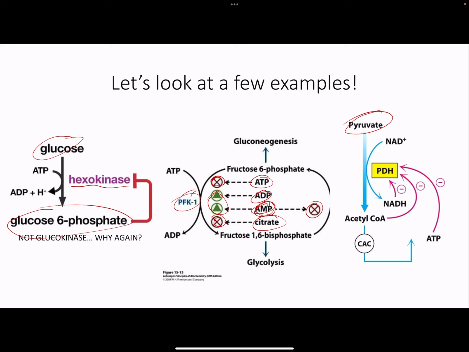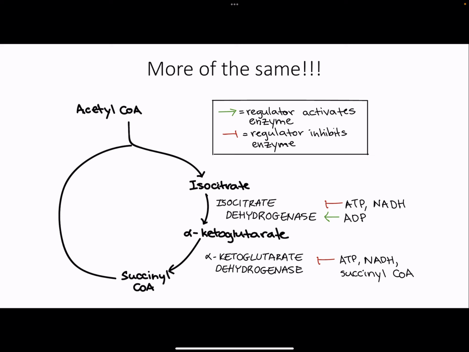If we look at pyruvate, it's a similar thing over here. This is going to make acetyl-CoA, and then all of these things, the acetyl-CoA, NADH, and ATP, are all going to negatively regulate the PDH, which is a highly regulated enzyme. More of the same. These are the two most important steps here, right? Remember, these are both taking off a CO2. So these are the two steps in a row that are taking off the CO2.